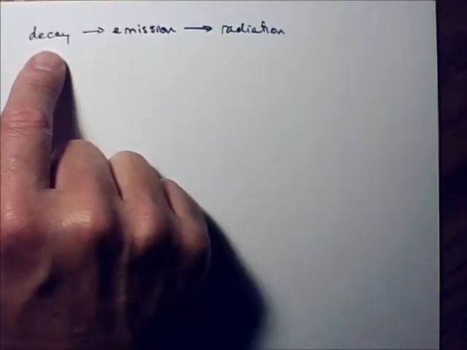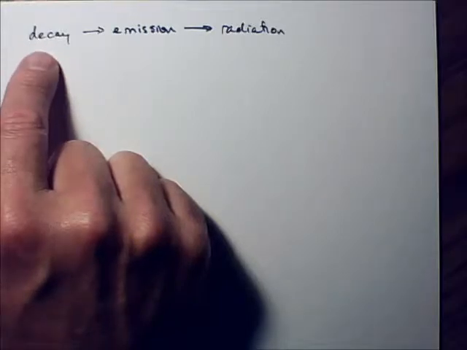Nucleus is N-U-C-L-E-U-S. Nuclear is N-U-C-L-E-A-R. So nuclear decay means that things are coming out of the nucleus, N-U-C-L-E-U-S.